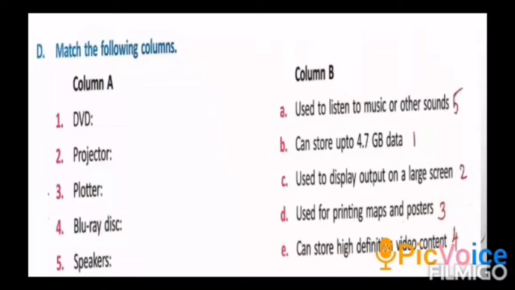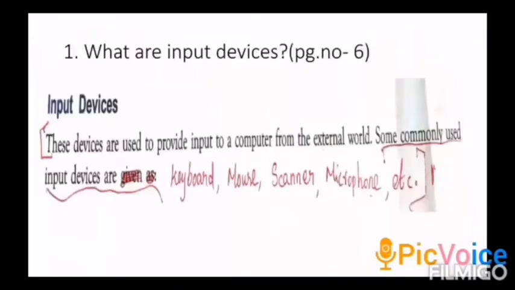Fourth one is Blu-ray disc. The answer is can store high definition video content. Fifth one, speakers. The answer is used to listen to music or other sounds. Okay students, all of you complete the one words. Okay, now mark the question answer.